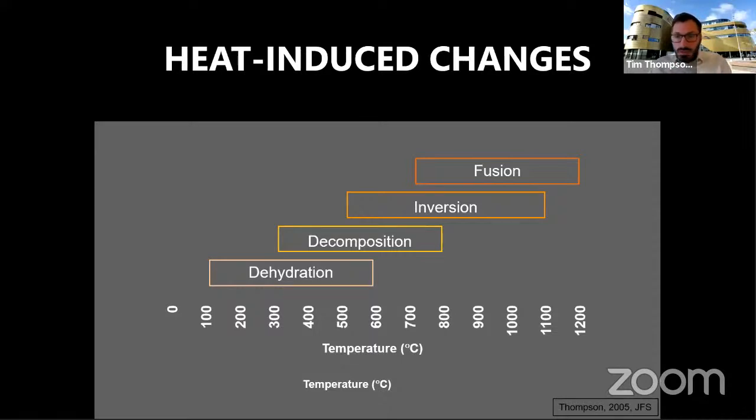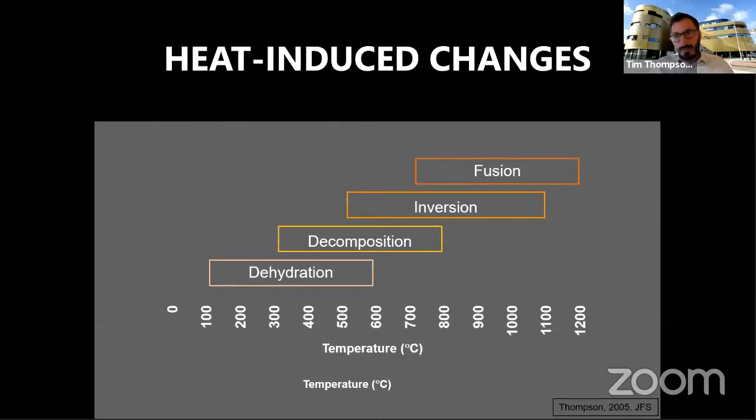We can see some rough temperature ranges with each of these four stages. But I think the key things to take away from this diagram are that as you work your way up those four stages from dehydration up to fusion, we start seeing an increasing amount of change to the bone. So the fusion is the most transformative stage as a result of burning. It starts at about 700 degrees, which is roughly the average temperature of a house fire. So again, this most transformative stage is something that we would expect to see in a routine fire.